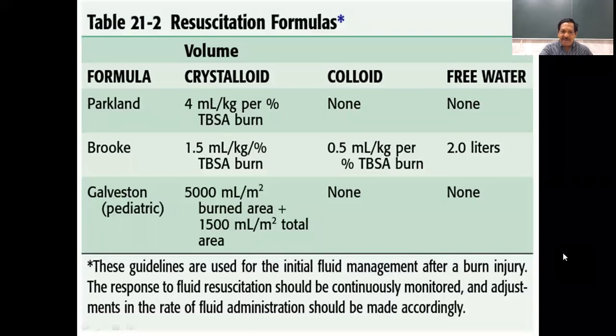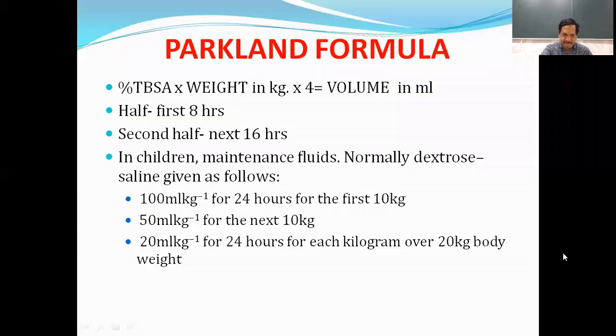This is the Parkland formula, again to recollect: 4 ml per kg per percent of total body surface area burnt. This is a common formula. Crystalloid ringer lactate. You can use human albumin or hypertonic saline, but ringer lactate is most commonly used. You get some volume, you divide it into 2 halves. First half in the first 8 hours.